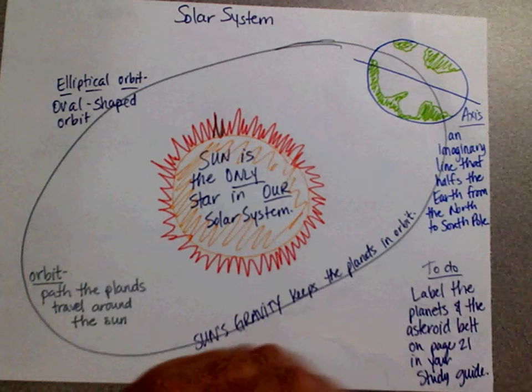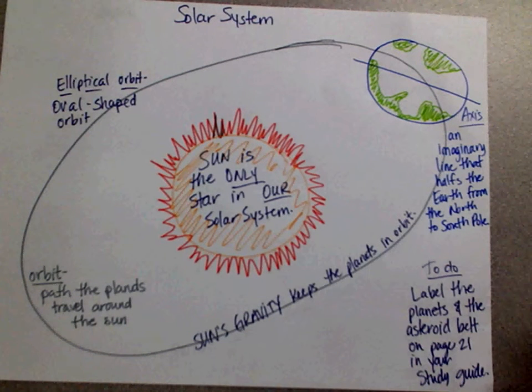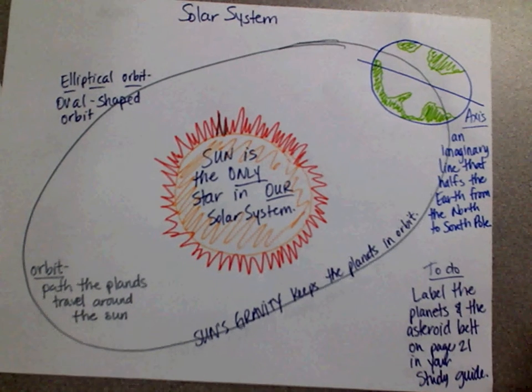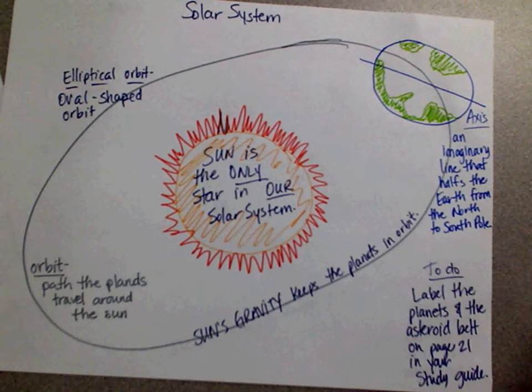Now, let me make sure I got all my notes here. Got that asteroid belt, those planets orbiting. Okay. Oh, that asteroid belt, what does it separate again? Good job. Inner and outer planets. Okay, and also rocky and gaseous planets. Good job. Okay.